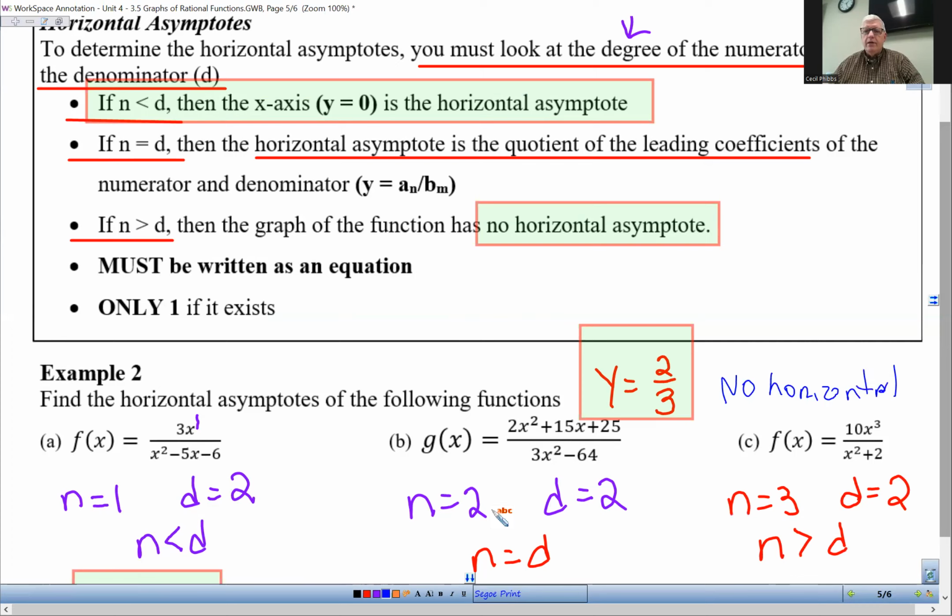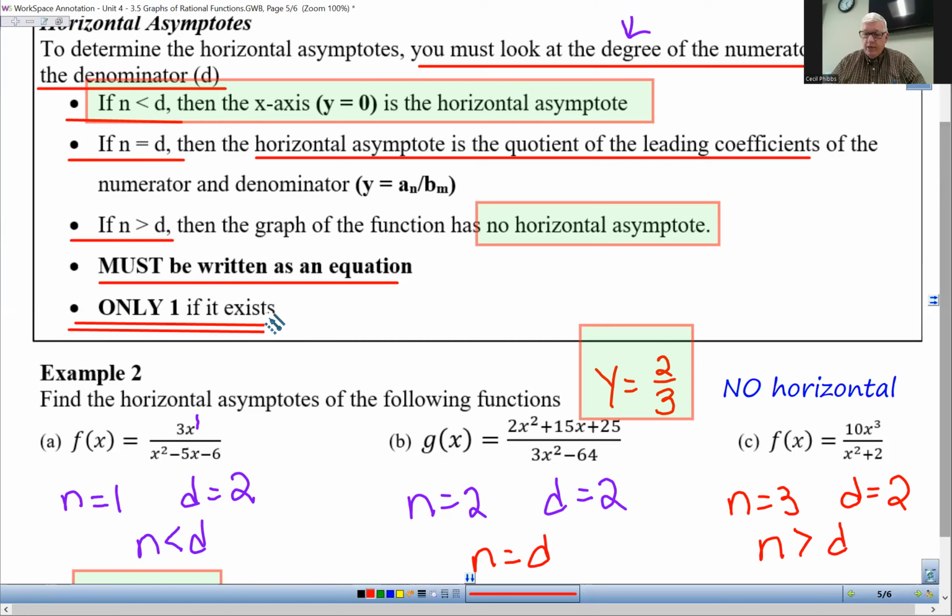Now with horizontal, another thing that's a little bit different. Just a quick reminder, we always write them as equations. It's y equals this time. And with horizontal, there is only one possible. So if one does exist, there will only be one. Vertical, there can be more than one, but with horizontal, you can only have one asymptote.